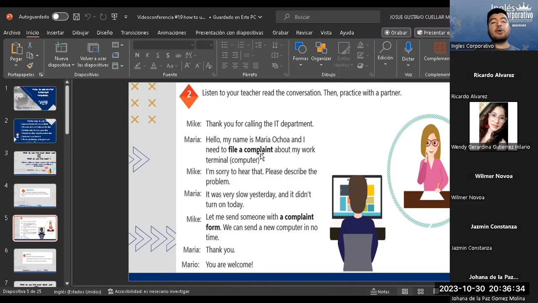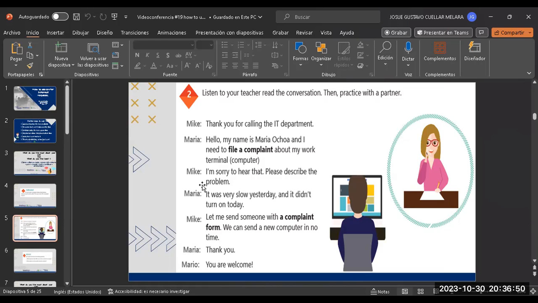I need to file a complaint. File a complaint about my work terminal computer. Lo otro podría ser eso nada más. Mm-hmm. You don't have problems with that. Okay, please send the screenshot. If you please, pueden enviar pues la captura.